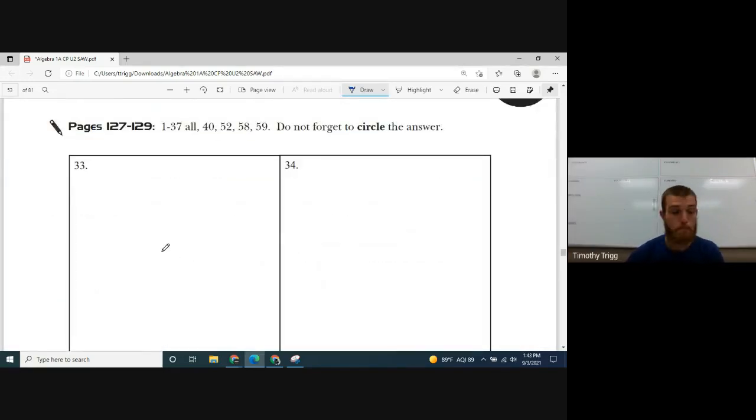Question 33. This one has (c plus 1) over (c minus 2) equals 4 over 7, 4/7. When we cross multiply, that's going to give us 7 times (c plus 1) equals, and then cross multiply the other way, 4 times (c minus 2).